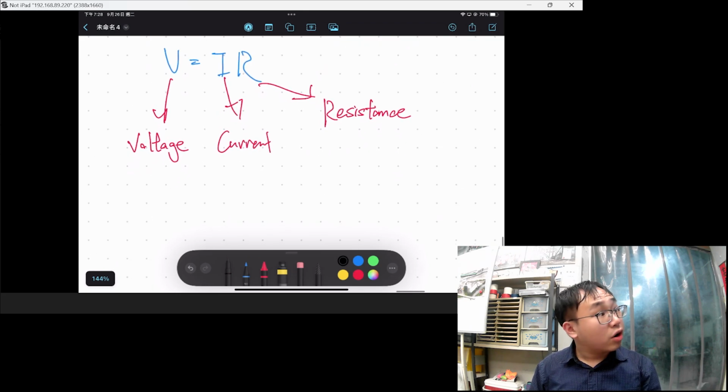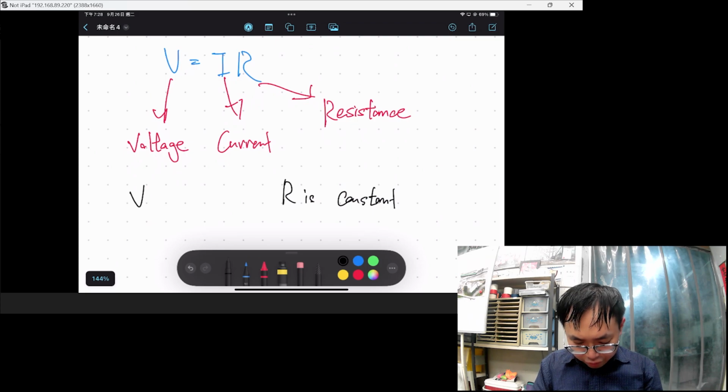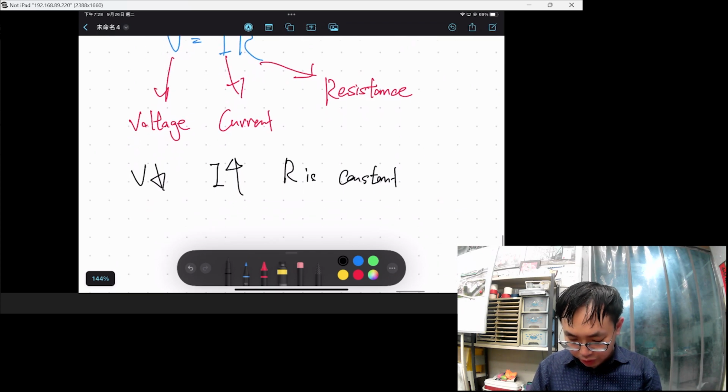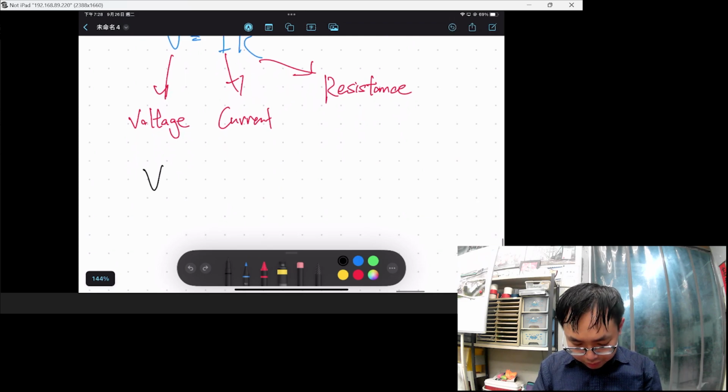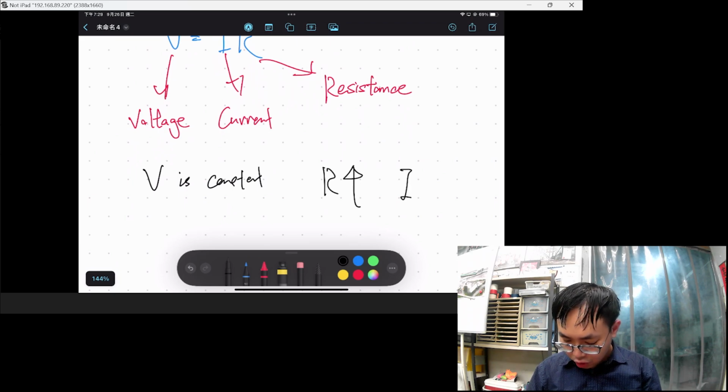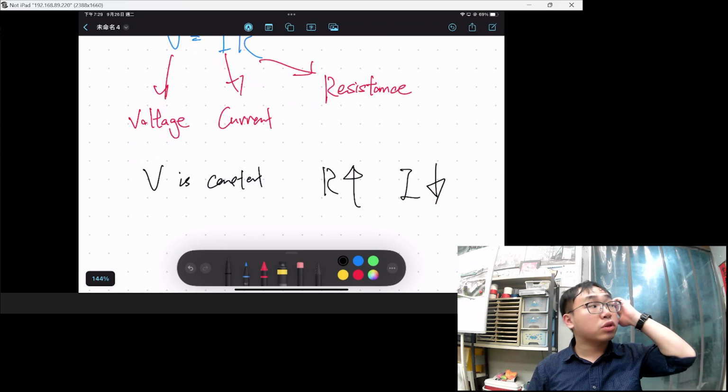So if we have a constant resistance, R is constant, when voltage decreases, current will decrease, okay? Or in the reverse way, when voltage increases, current will increase. Similarly, if V is constant and resistance increases, current will decrease, okay? This is what Ohm's law talks about.